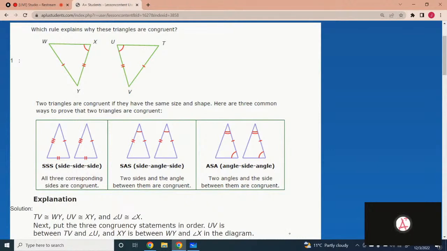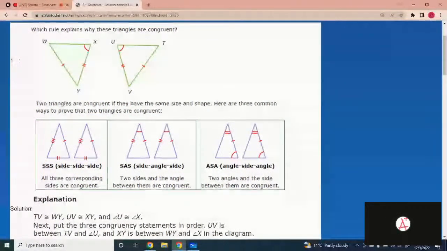Okay, just look at the one question you are given. You have two of the sides and one of the angles congruent. Look at angle X and angle U. Angle X is congruent to angle U. Then look at the sides. VT is congruent to YW and YX is congruent to VW. Got it? So the question we are given is congruent according to the rule side angle side. Two of the sides and one of the angles are congruent. Got it?